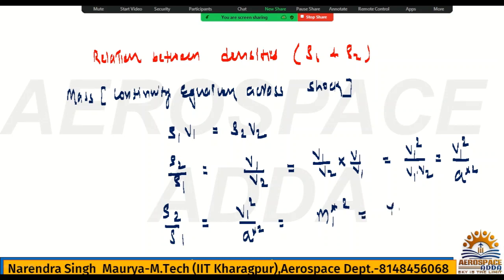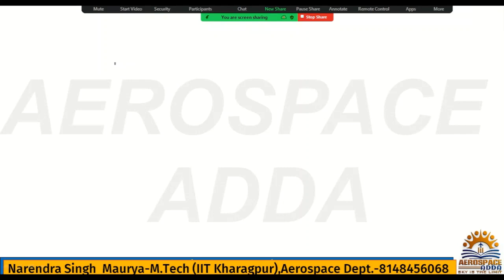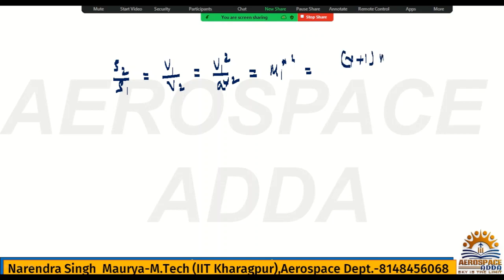Recall that formula: (gamma plus 1) M1 square divided by (2 plus (gamma minus 1) M1 square). So the final result I will write here, which is nothing but rho2 by rho1. This rho2 by rho1 is also nothing but V1 by V2. Once you solve this, you will have V1 square by a star square, and then M1 star square. You know M1 star square is nothing but (gamma plus 1) M1 square divided by (2 plus (gamma minus 1) M1 square).